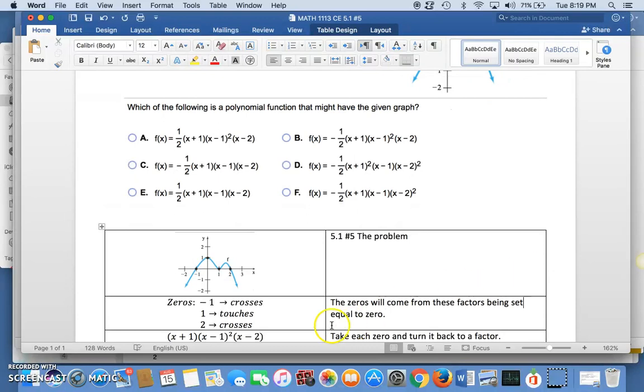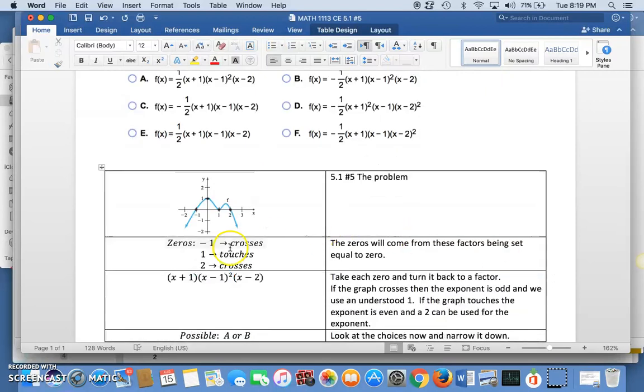And the graph at -1 crosses, at +1 it touches, and at 2 it crosses. Remember, if it crosses, it's an odd power. If it touches, it's an even power. So crossed, we turned it back into the factor. The power is the understood 1. At 1, we turned it back to the factor, x minus 1, the power is 2. At 2, the factor became x minus 2. Okay. So far, that's what you've got.